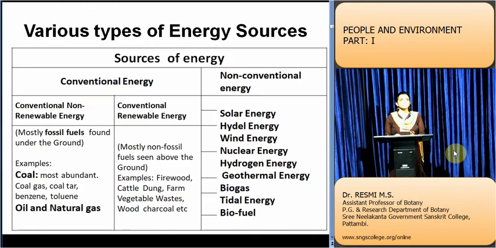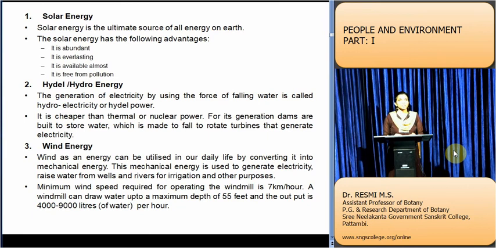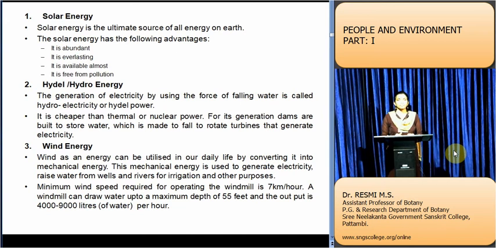So these are the conventional renewable as well as non-renewable sources of energy, and then we look into what we are artificially producing from non-conventional sources of energy. The first one is solar energy. As you all know, it is the most abundant, everlasting, available almost everywhere, and free from pollution. And hydel energy, which we produce in dams by using the force of falling water to run hydel power, is cheaper than thermal or nuclear power.